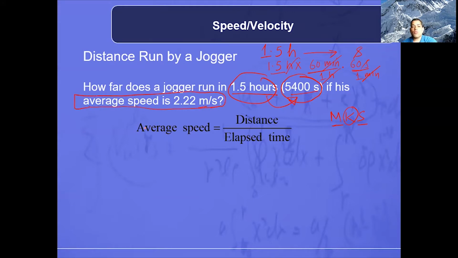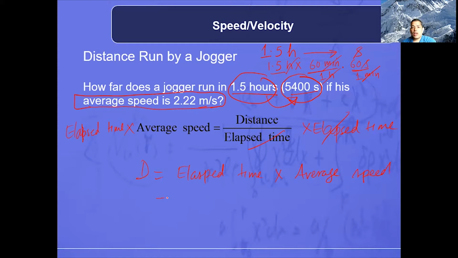What is the formula for average speed? Average speed equals distance over elapsed time, right? From the previous slide. Now, what is your distance then? If you multiply both sides by elapsed time, then what do you get? The elapsed time cancels out, and you get distance equals elapsed time multiplied by average speed. Makes sense?